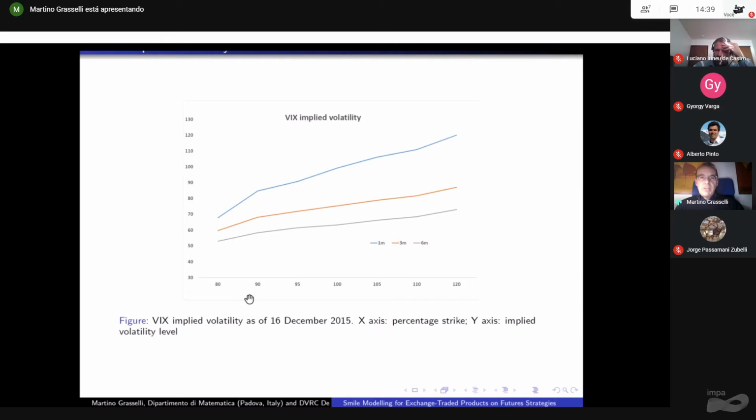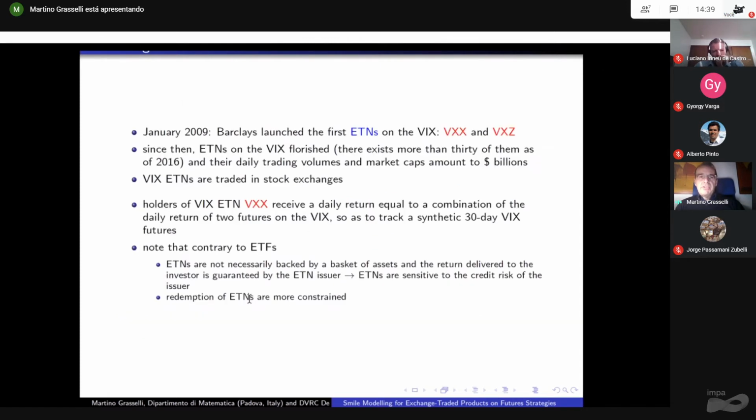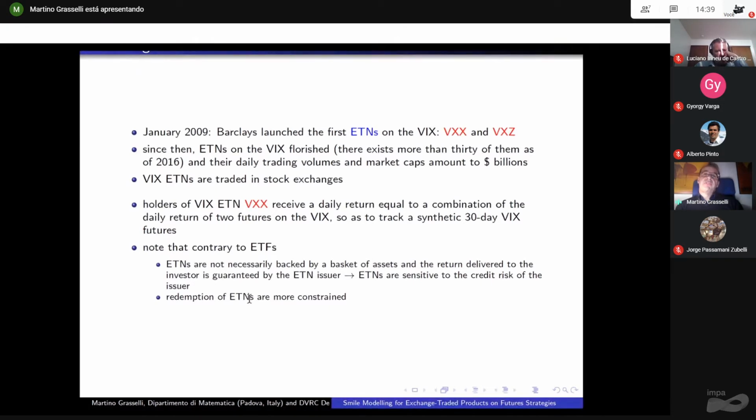This is just a quick look at the VIX implied volatility. So there is an active option market on the VIX, and typically the smile is increasing, contrary, of course, to the behavior of the smile on the S&P. And as I said before, since 2009, Barclays introduced the first ETN on the VIX.